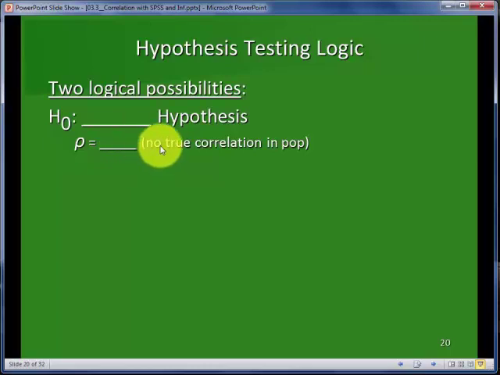That's saying, hey, you know what? There's really no relationship. There's nothing going on between these two variables. Say, for example, music and math, there's no relationship. If you're high in music, it doesn't mean anything about how you're going to do in math ability.